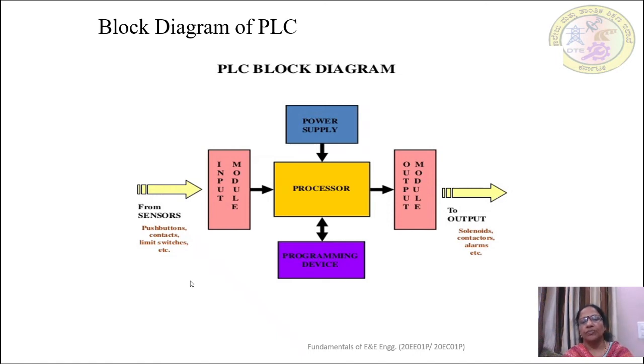Students, here you can see the power supply section is also there. This power supply section provides the power to all the parts of the PLC. It provides the power to the input module, processor, programming device, and then output module. Here you can see the programming device is connected with a bidirectional bus. The programming device gets the data from the processor, processes the data, and returns the result to the processor.